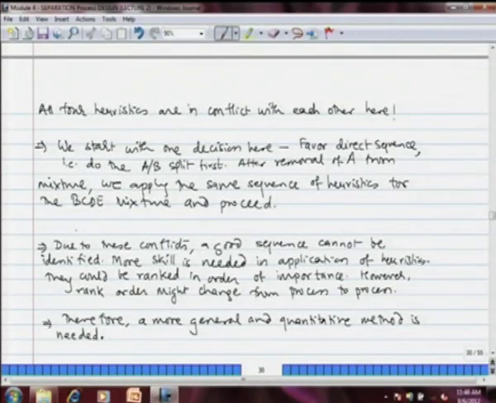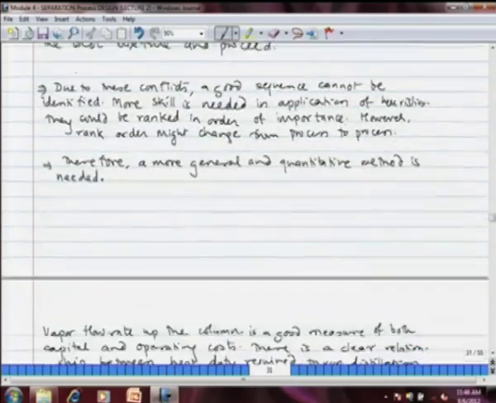So, more skill is needed in application of these heuristics, and they could be ranked in order of importance. However, the rank order might change from process to process. That is another thing, depending on the components of the process and the nature of the process. Therefore, we need a more general and quantitative method for deciding between the column sequences.